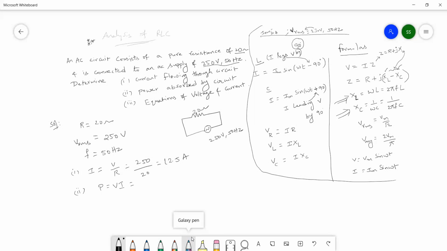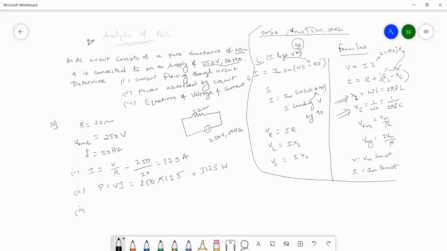Here, what is the value of V? They given 250. Value of I is 12.5. Tell me the value of power. 3125. Right, very good. 3125. What are the units for power? Watt. Very good, watts.